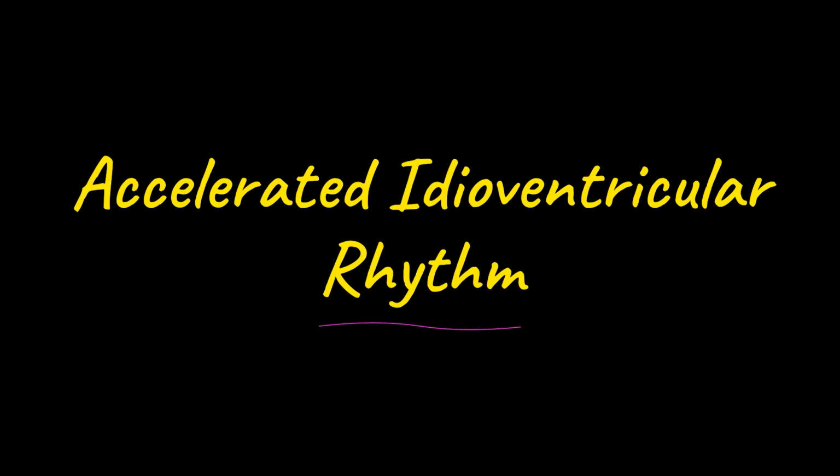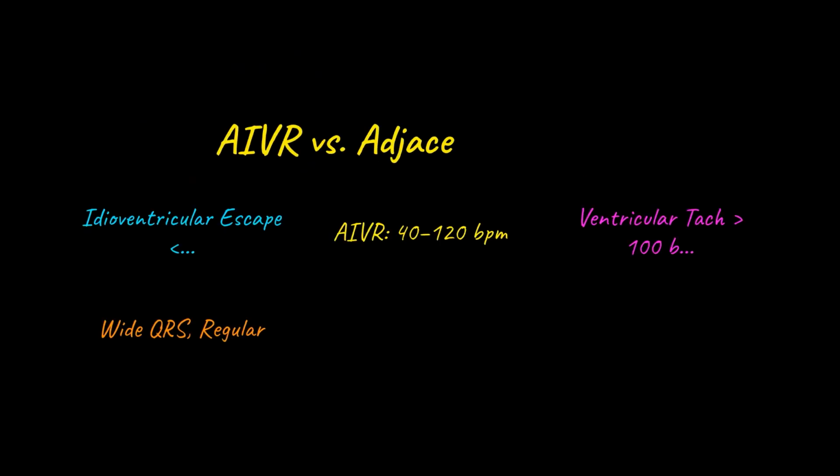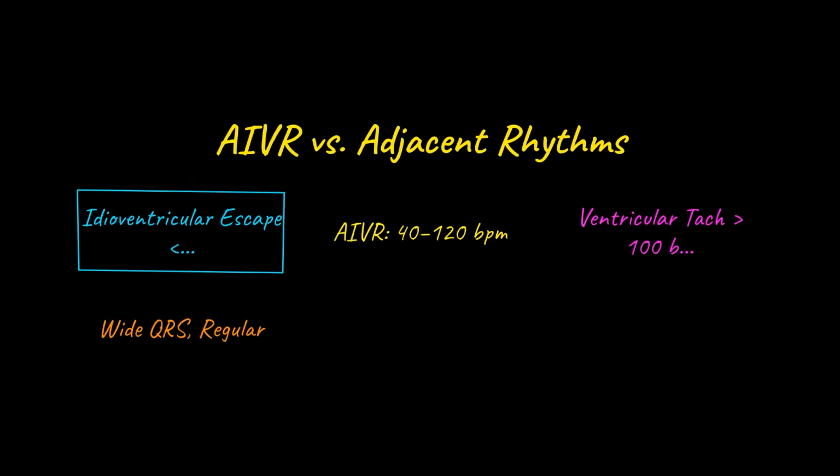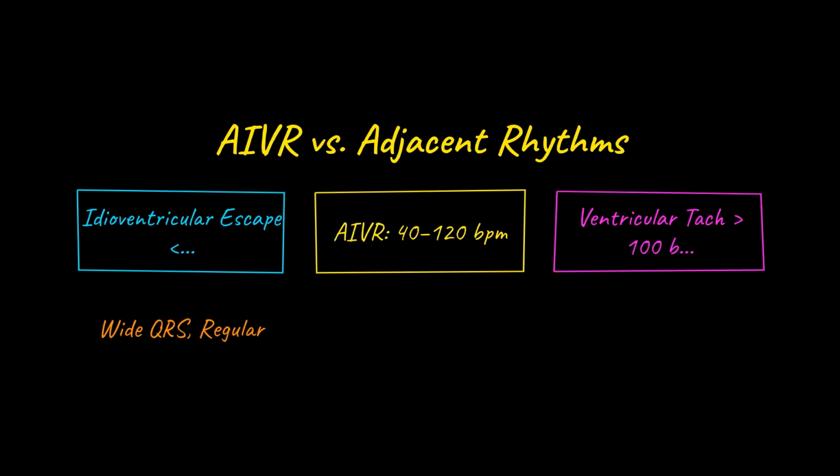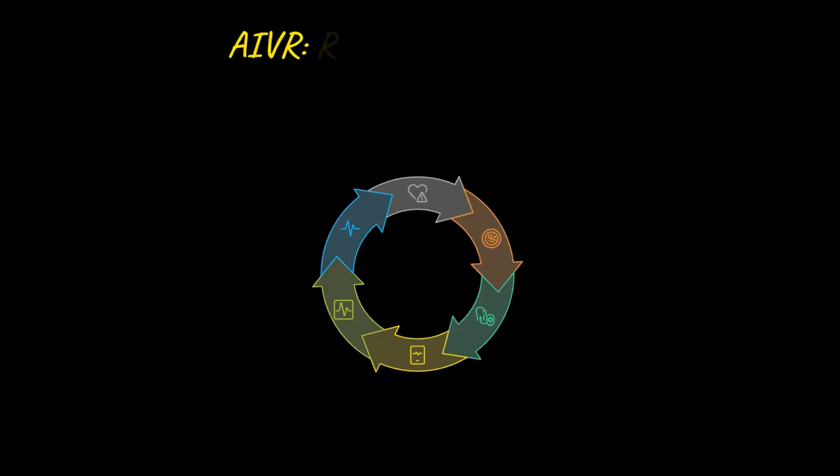Accelerated idioventricular rhythm, or AIVR, is a wide QRS rhythm arising from a ventricular pacemaker rather than the sinus node. Understanding it means knowing exactly where it sits on the rate spectrum and why it appears. Rate is the critical discriminator. Idioventricular escape runs below 40 beats per minute, ventricular tachycardia above 100, and AIVR occupies the middle range, roughly 40 to 120, with a wide, regular QRS throughout.